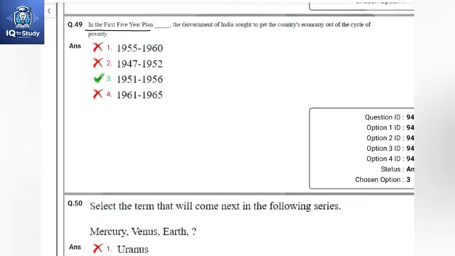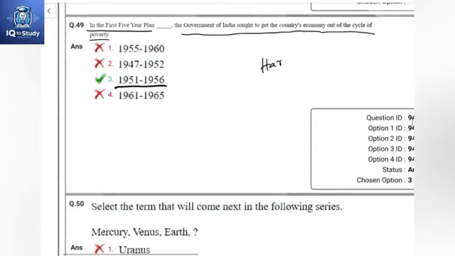In the first 5-year plan, the Government of India sought to get the country's economy out of the cycle of poverty. The first 5-year plan is 1951 to 1956. The target growth rate was 2.1% and actual growth rate was 3.6%. It was based on Harrod-Domar model.